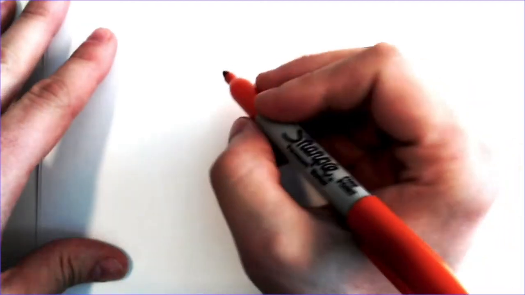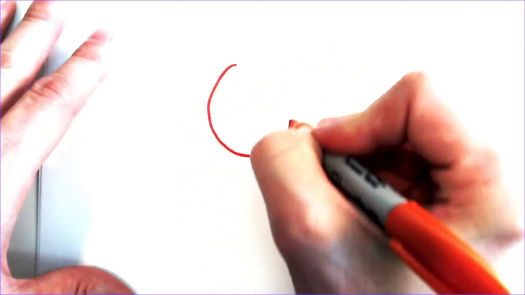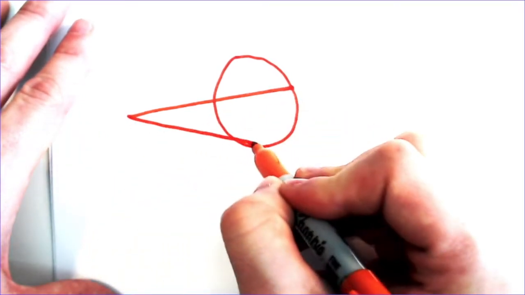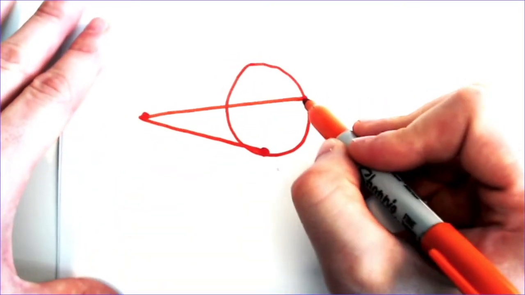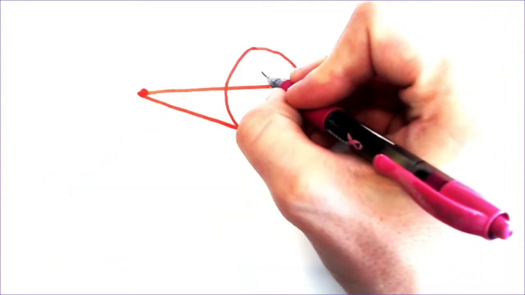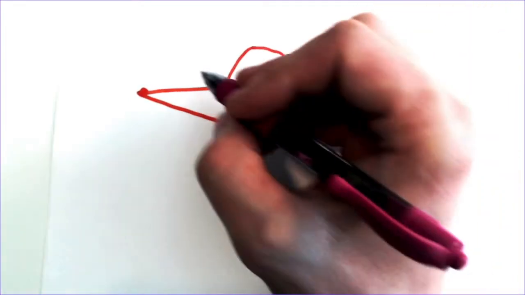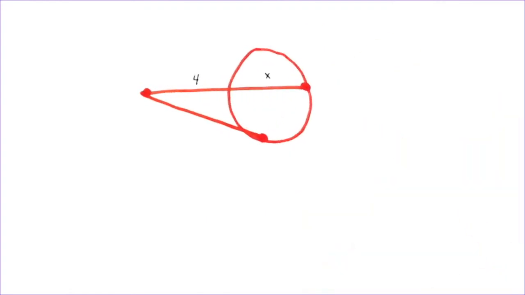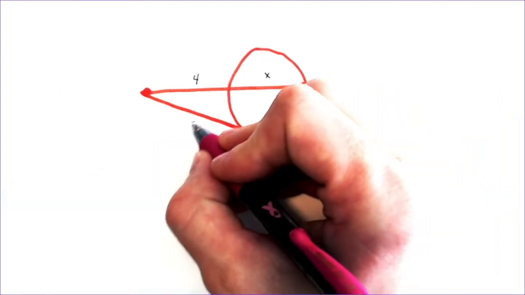Next example, everybody. These problems don't get too much harder until you have to FOIL or factor or do something crazy like that. So we're going to take another one. We're going to go with a secant here to here, and a tangent. And here I am going to make this my x. I'm going to make this a 4. I'm going to make this an 8.